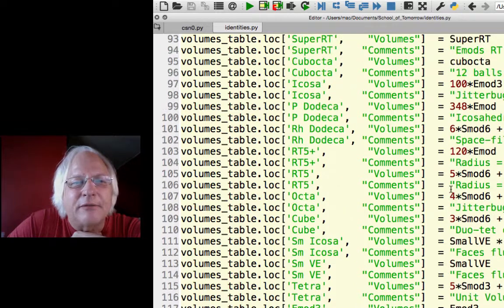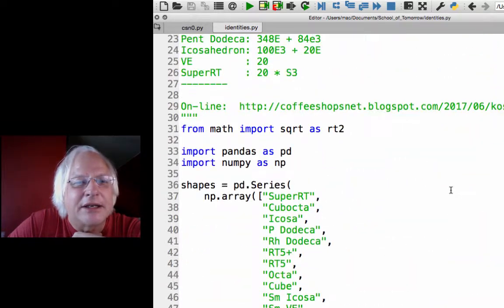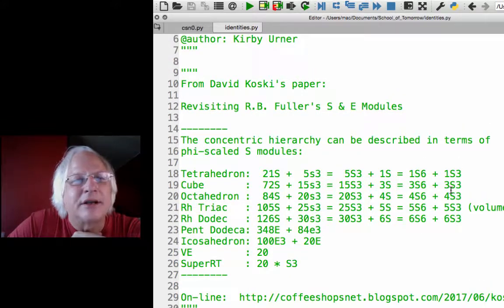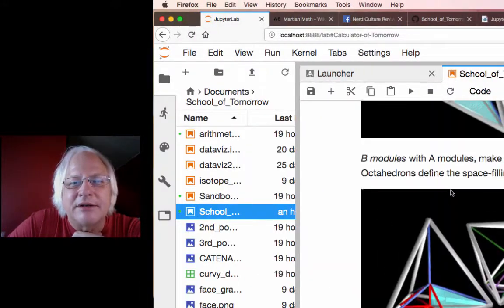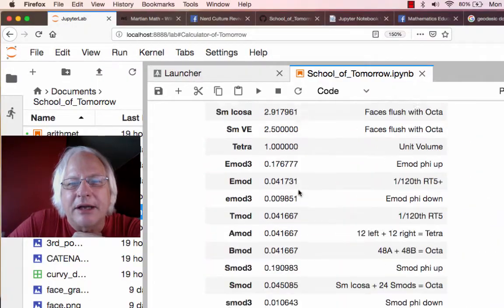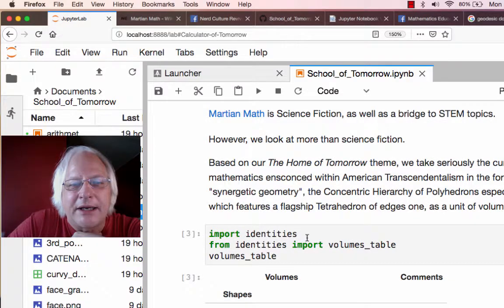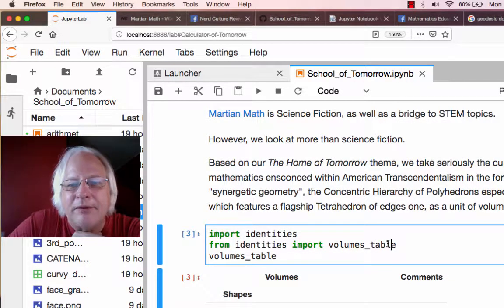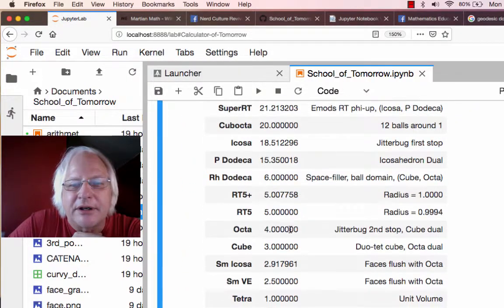fills it in with comments included. Both does the math for the Koski identities and adds the comments. So that's where we're getting our comments in this Jupyter Notebooks table. But again, all we do is say import identities, import the volumes table. We could just get rid of import identities actually, and then show us the volumes table, and there it is.